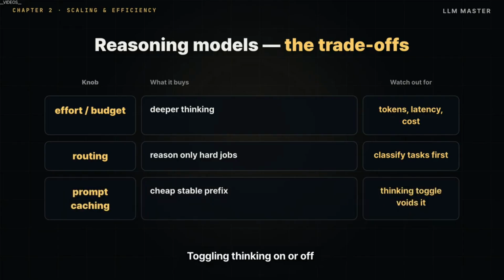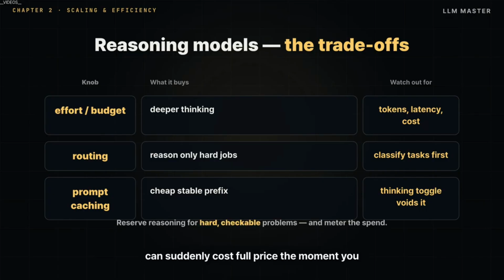Toggling thinking on or off, or changing the budget, alters part of the request, and that invalidates the cache prefix below it. So a setup that was cheap because of caching can suddenly cost full price the moment you flip the reasoning switch. The rule of thumb: reserve reasoning models for problems that are genuinely hard and whose answers you can check, and instrument the cost so a routing mistake doesn't surprise you at the end of the month.